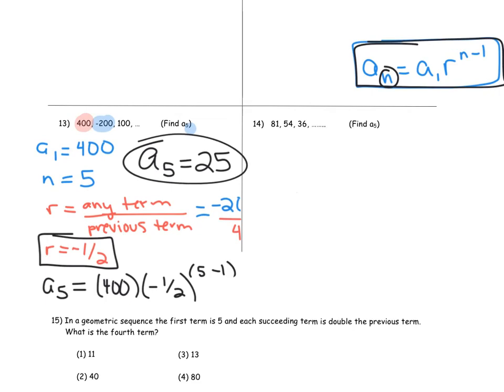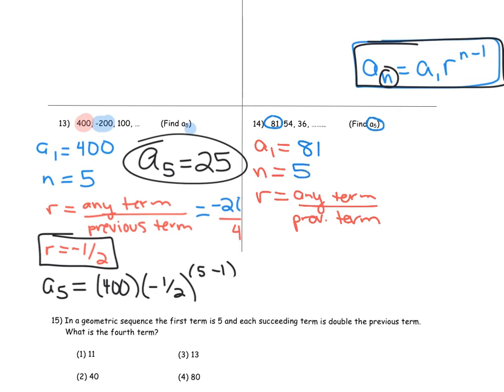So now we have here, write out our first term. We need to know what n is, and we need to know what r is, remembering that r is any term divided by the previous term. So a sub 1 is our first term, which in this situation is 81. It's asking us to find a sub 5, so n is 5.